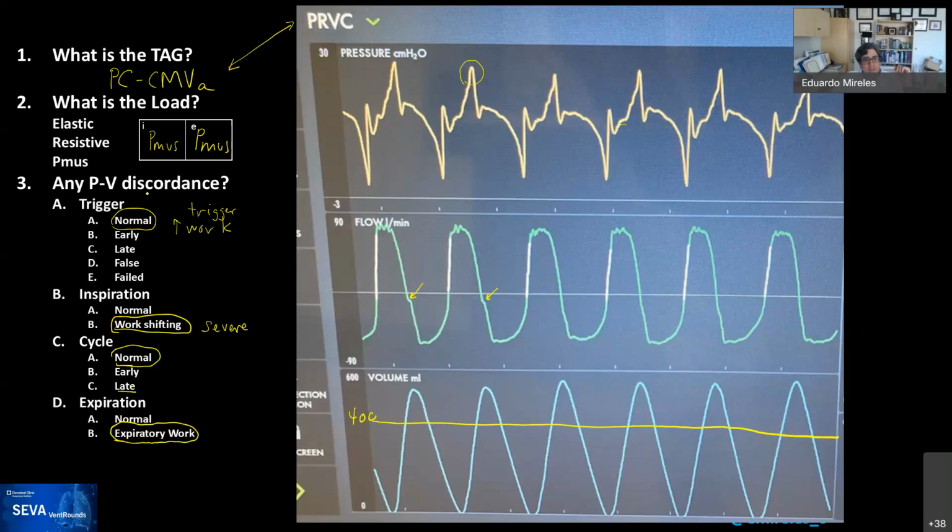In terms of PV discordance, this is a good one, Udi. In terms of triggering, there's a lot of trigger work. There's no doubt about it. I don't know where the peak was set, but if we consider this the baseline, all of this area that I'm shading is work that this individual is doing, and it's going below the baseline. And then the ventilator triggers, boom.